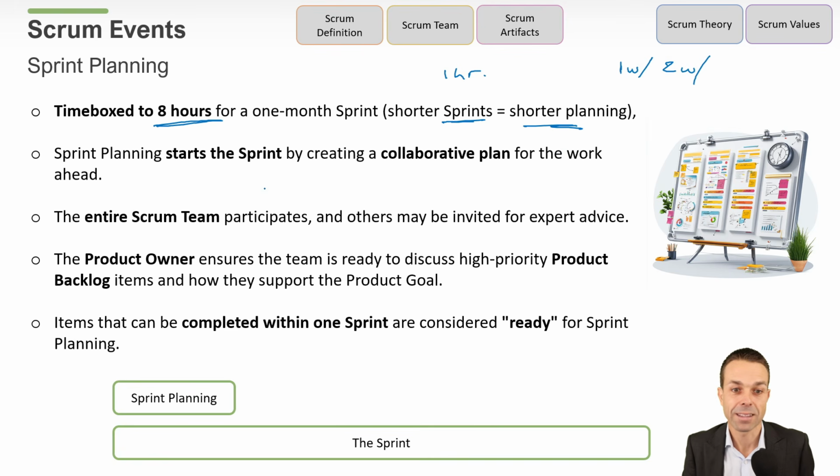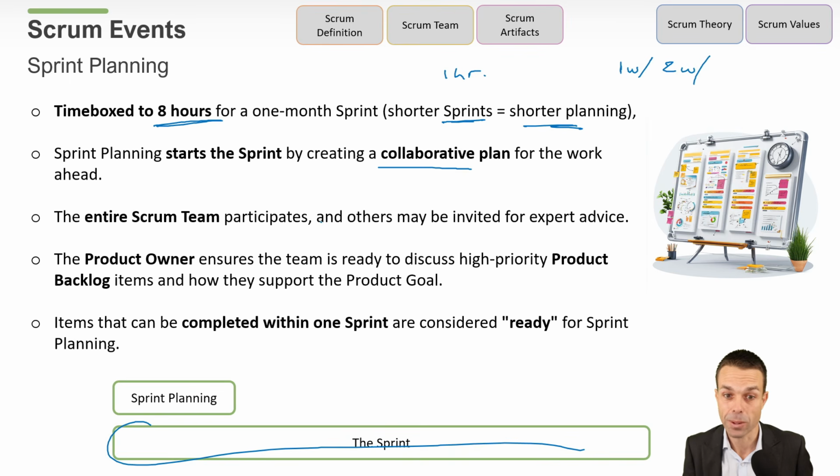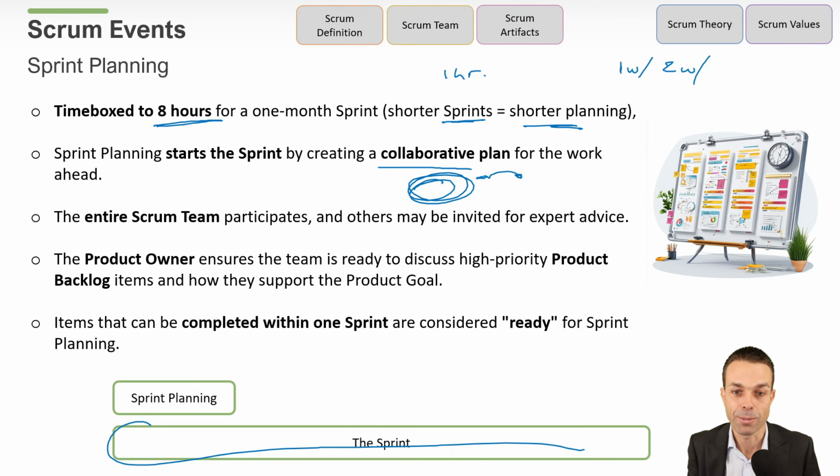Sprint planning starts the sprint by creating a collaborative plan for the work ahead. So we're planning the upcoming work. The entire Scrum team participates, and others can be invited if they have information that we need. So we're planning together, but Billy over here has some information that we need in order to make sure that we're delivering the right thing. So we invite Billy over to our sprint planning to give that information. Now, if you think about it, we could get that information from Billy during backlog refinement as well. So something to think about.